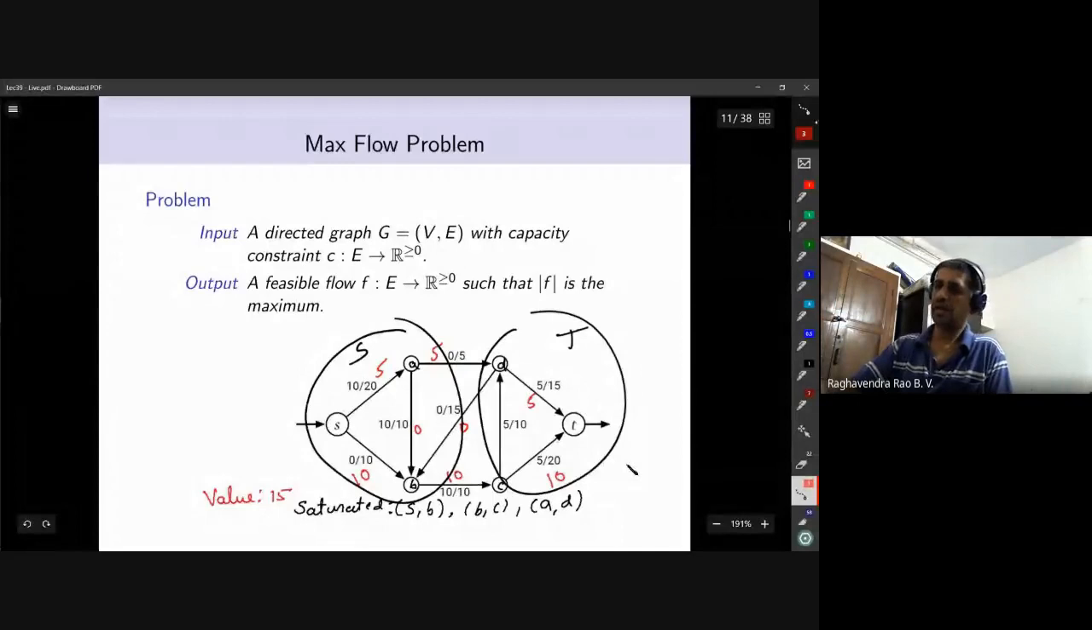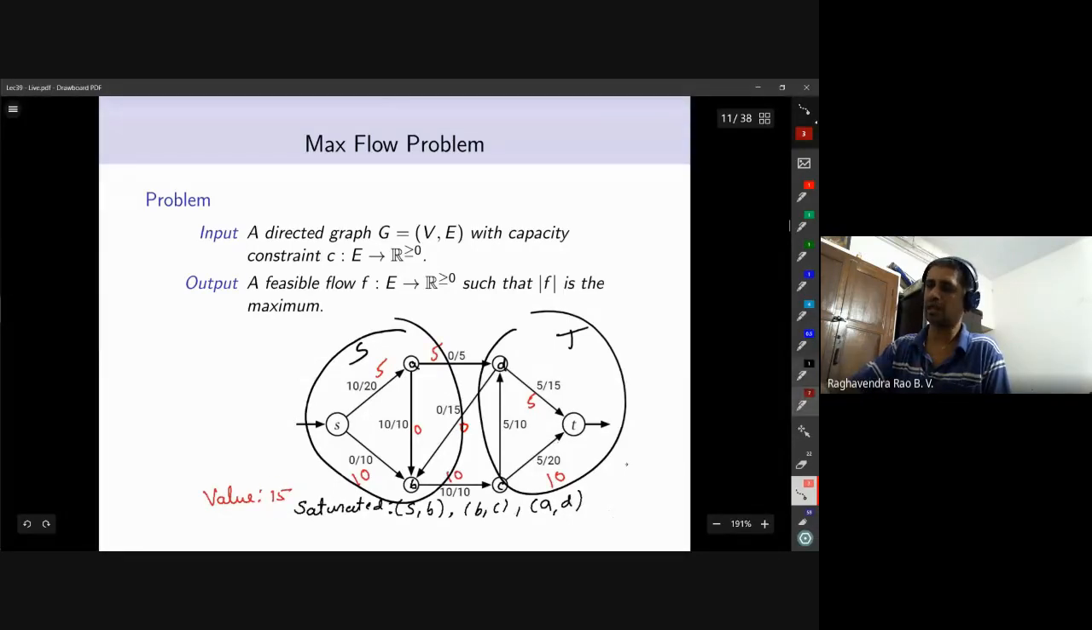Yeah, so we are interested in only edges that go from S to T. So that's this edge as well as this edge. This edge we are not interested in, it's coming from T to S. Now if you look at the value of these edges, capacity 5 plus 10, that's 15. So this matches with the value of the flow.